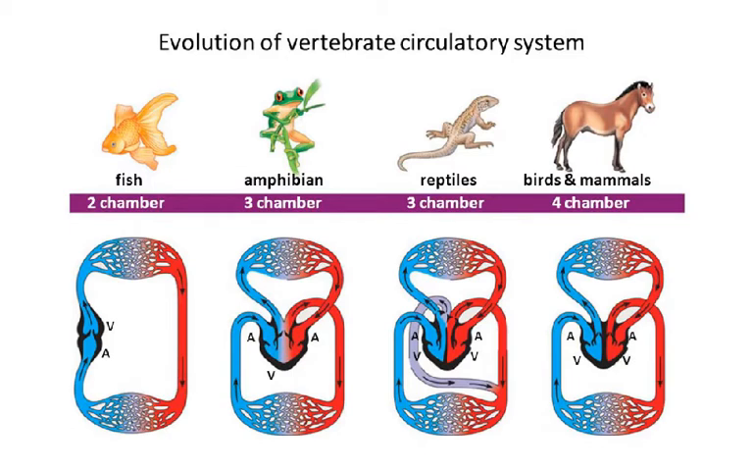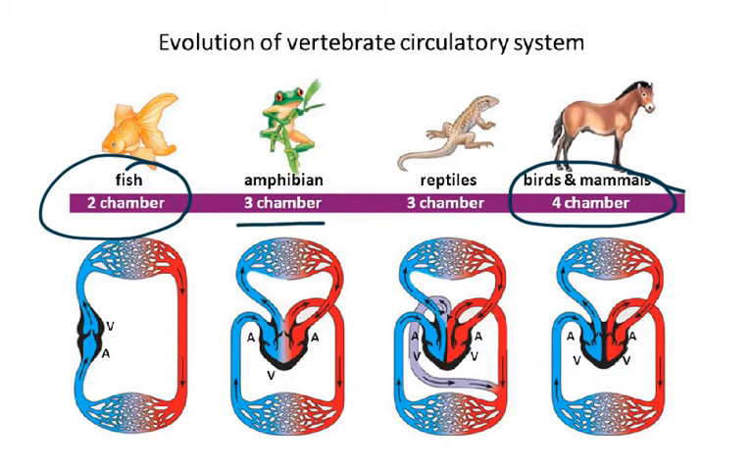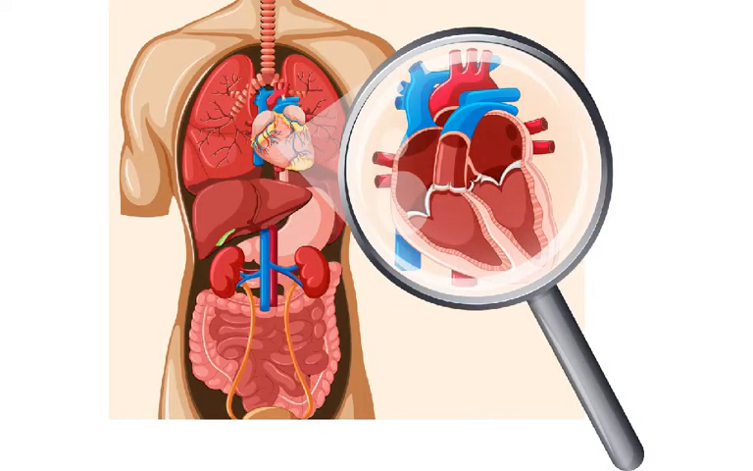You and I, birds and mammals, we have what's known as a 4-chamber heart, but other animals have different chambers. Fish, for example, have a 2-chambered heart. Amphibians have a 3-chambered heart, and reptiles as well have a 3-chambered heart. So humans and mammals have evolved with this 4-chambered heart. And it's your heart that helps do all the heavy lifting, circulating that blood throughout the body.